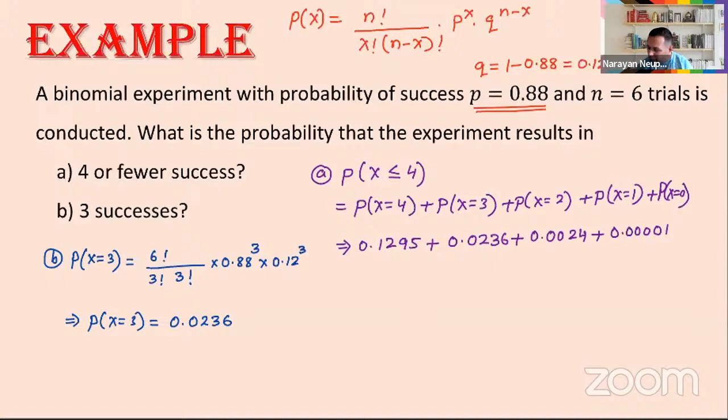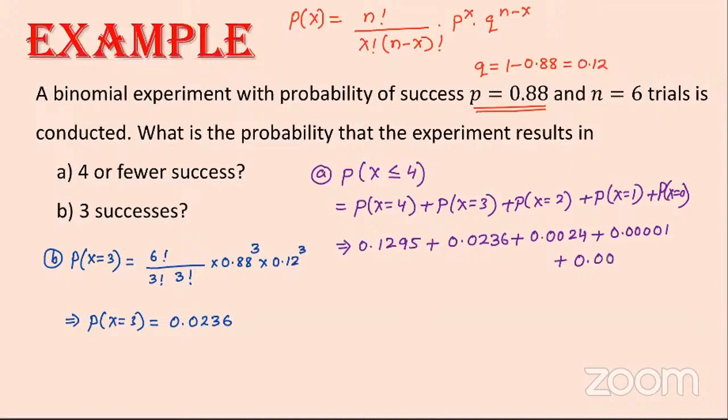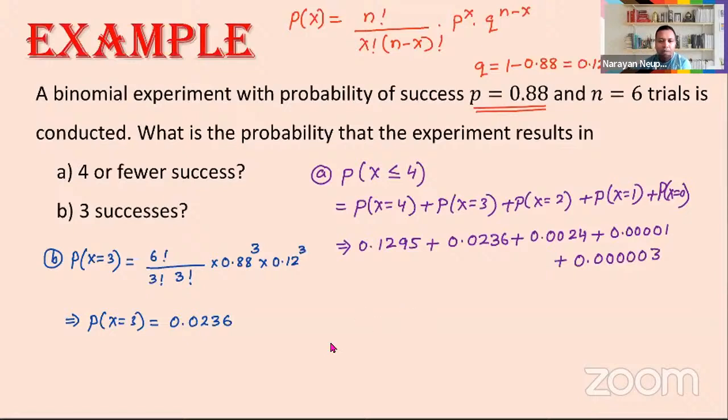And finally, when you plug in x equals 0, you'll get 0.00003, with five zeros and then 3. So you can see that the value is really small there. We are getting a very, very small value. Now we can add all of this in our calculator. Once we add it all, you can check it. I got 0.1556. So that is the probability of 4 or fewer successes.